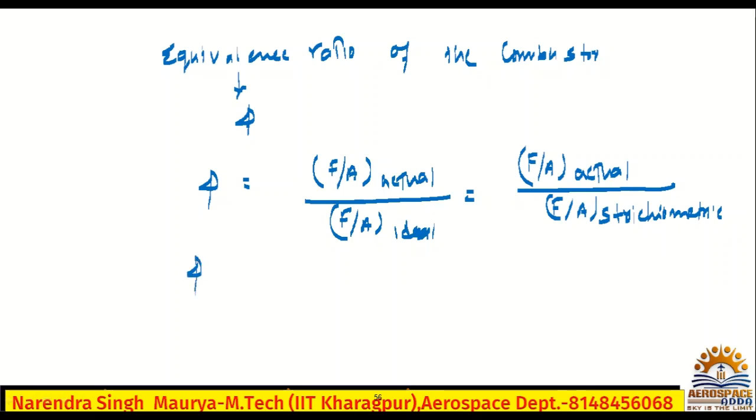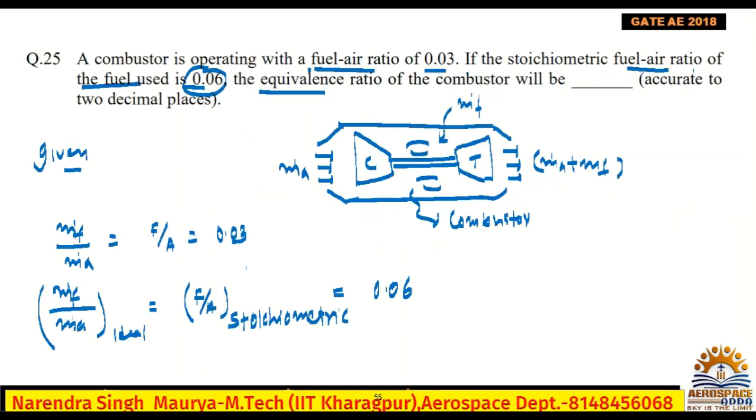So what is phi? What is the actual? This value is actual. They said the combustor is operating, and operating means operational condition, which is always actual, real. That's the reason they have given operating. So it is actual.